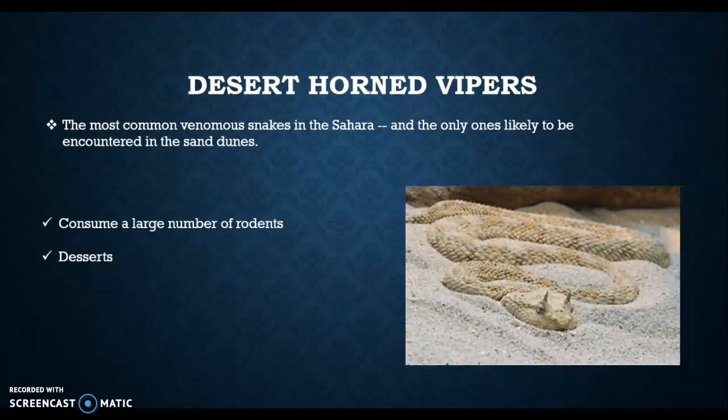Okay, desert horned vipers. They're the most common venomous snakes in the Sahara, and this is the only one that you're likely to be encountered with in the sand dunes. They consume a large number of rodents, and they like to live in deserts. That's supposed to be desert, not deserts. Sorry.